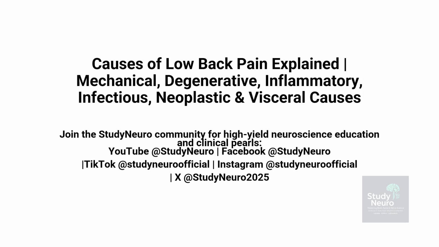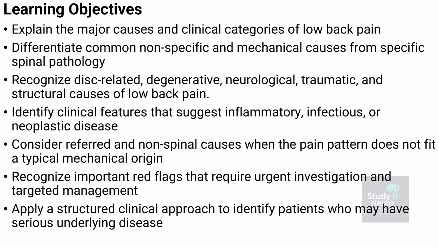In this presentation, we will explore the major causes of low back pain and how they can be grouped into different clinical categories. The goal is to understand how common mechanical pain differs from specific spinal disease and how the clinical pattern can guide further evaluation. Low back pain has many possible causes. Some begin in the muscles, joints, discs, or bones of the spine, while others result from inflammation, infection, trauma, or tumors. We will also consider pain that comes from outside the spine, such as disease affecting nearby organs. The cause matters. It determines the next step.